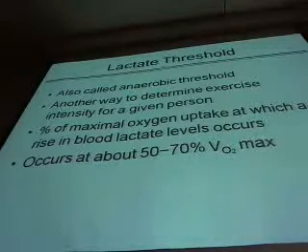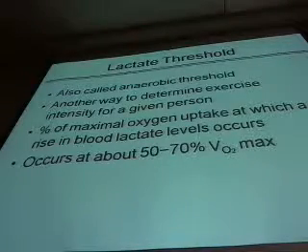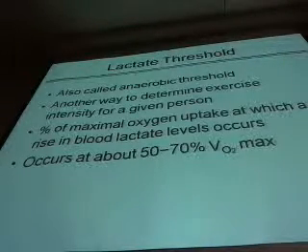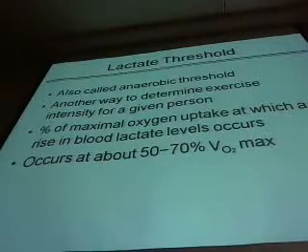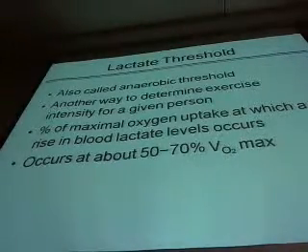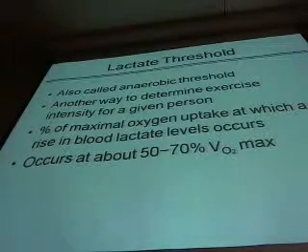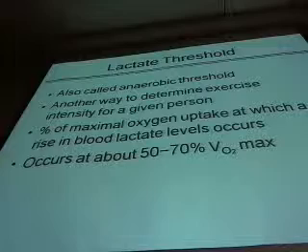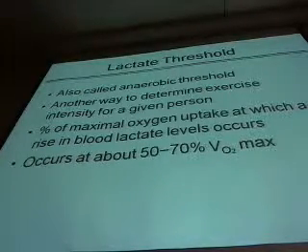Anaerobic threshold. This is the point where your rise in blood lactate or lactic acid occurs. Now, your muscles operate pretty much anaerobically when you start exercising for the first minute or two, until the body can open up vessels and start getting oxygen into the muscle. But that's not what we're talking about here.